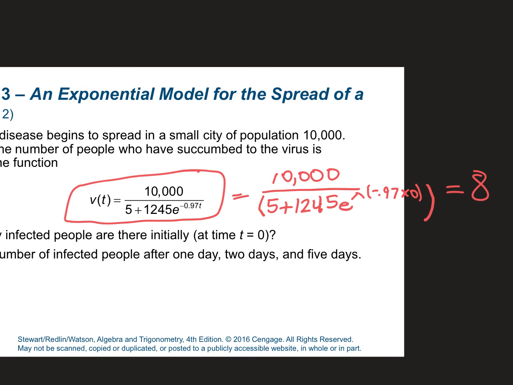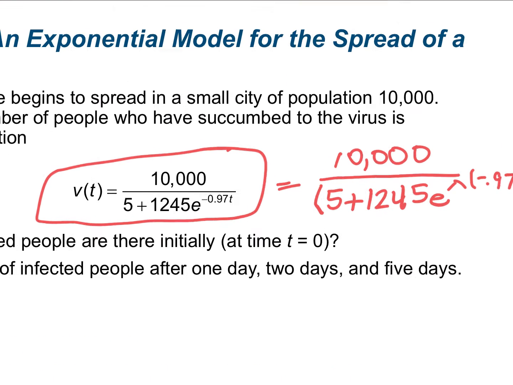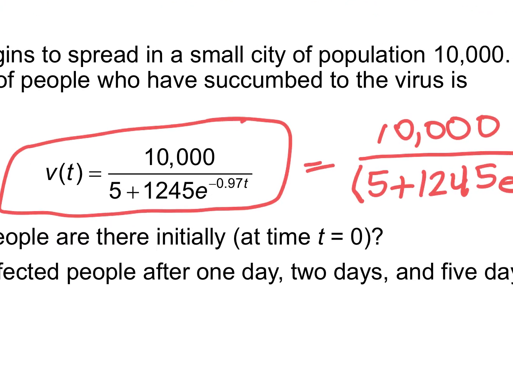Okay, so let's think about it, guys. Look at the formula itself. When I plug in 0 for t, what happens to the whole exponent? It becomes 0, right? Anything times 0. And then what's e to the 0 power? 1. So what essentially is happening is you're having 10,000 divided by 1,300.